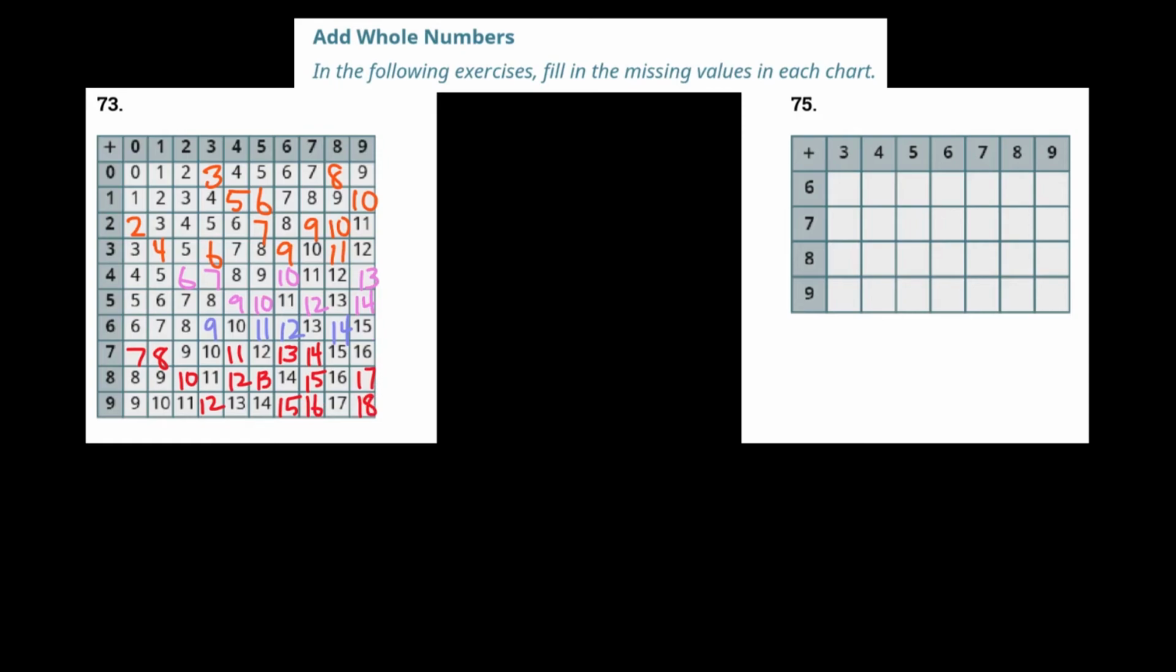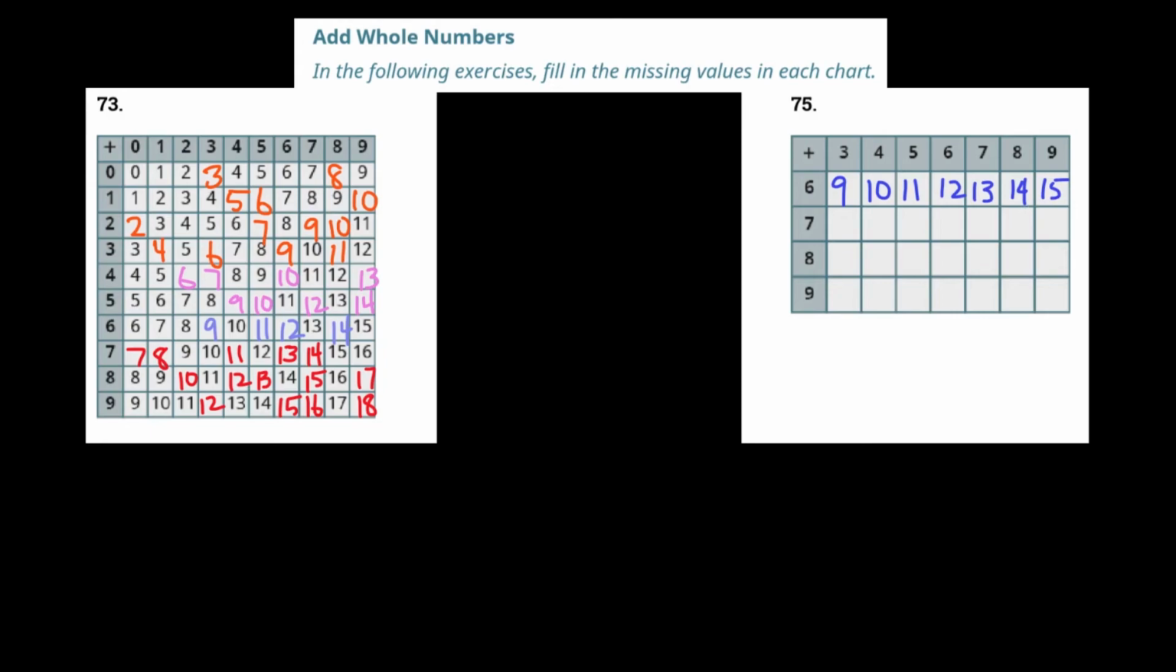Now this one's set up just a little differently. We have slightly different numbers. But up here, it goes 3 to 9 plus 6 to 9. We are going to add 6 and 3, and that's 9. 6 and 4 is 10. And you can see a pattern because this is just counting by ones. 6 and 5 is 11. We have 12, 13, 14, 15.